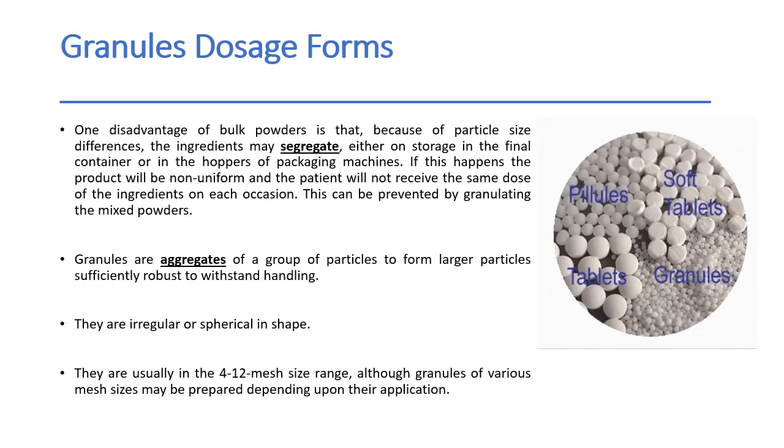We have passed through the term granules many times in this lecture. So what does it mean, granules, and why do we need to prepare powders into this dosage form? One of the disadvantages of bulk powders is that because of the particle size differences, the ingredients of the powders may segregate either at the stage of storage in the final container or in the hoppers of packaging machines. If this happens, then the product will be non-uniform and the patient will not receive the same dose of the ingredients each time.